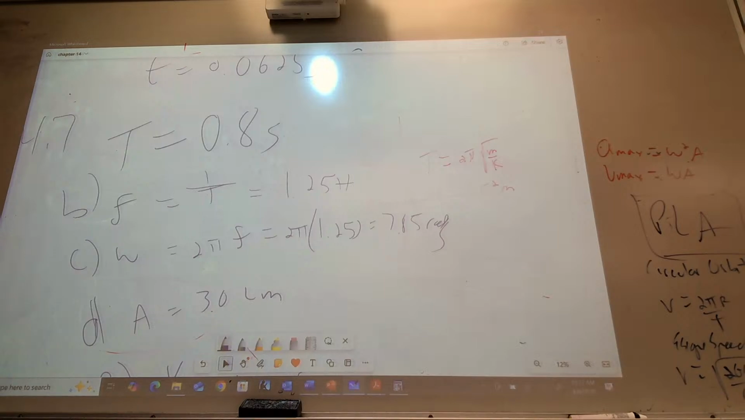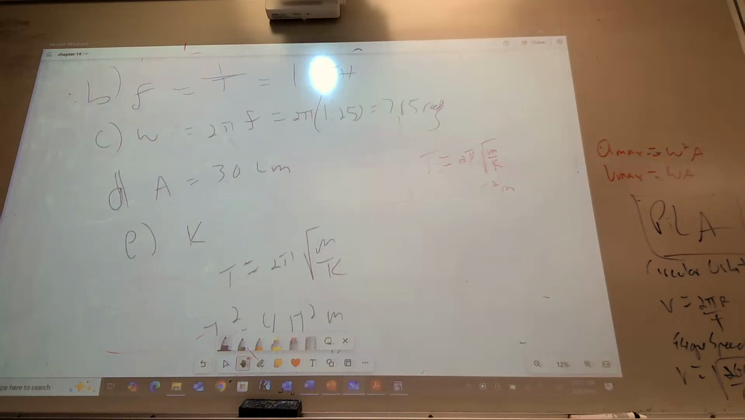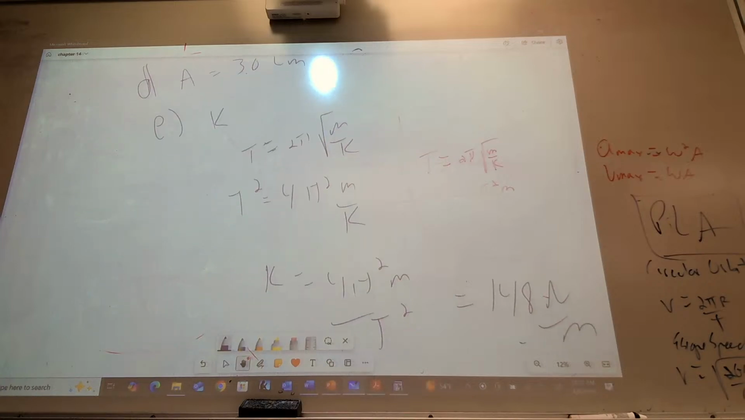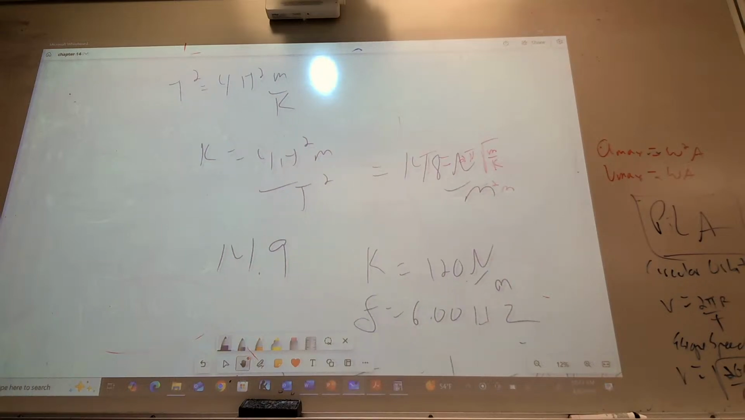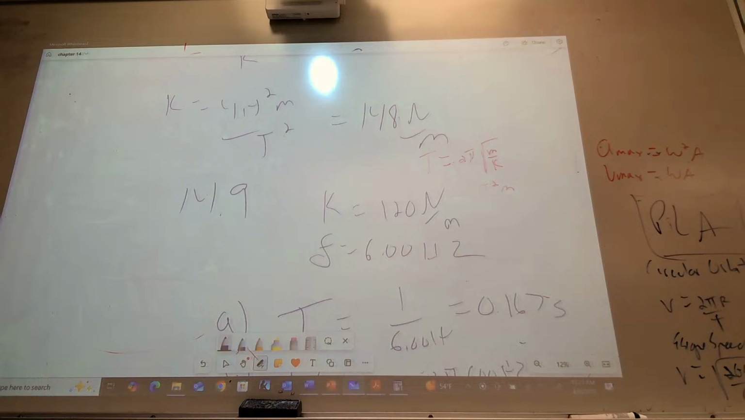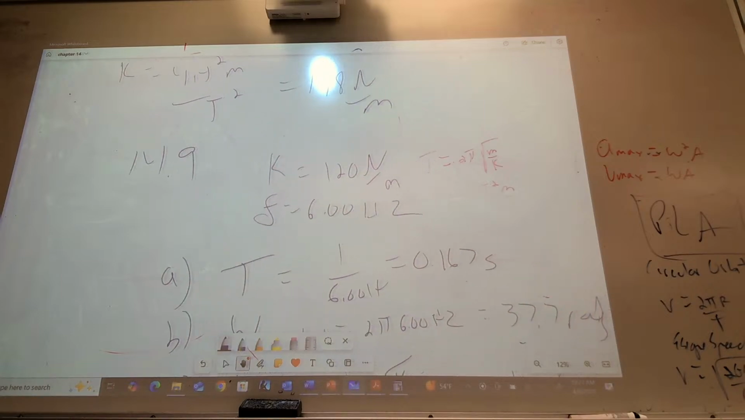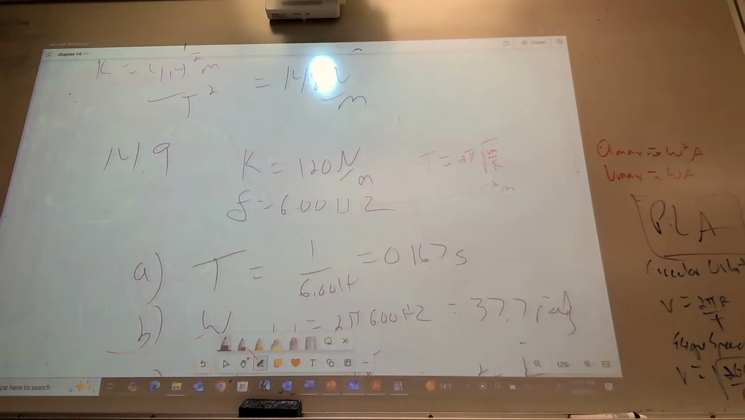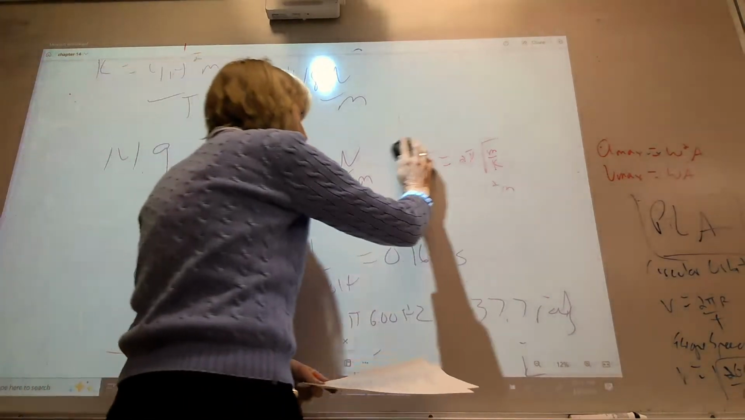So for A, your period is 1 over the frequency. So we have 1 over 6, we get 0.167. B, your omega, is 2 pi times the frequency. So you have 2 pi times 6, which is 37.7 radians per second. Now that stuff was so easy. You're just using those same three equations.